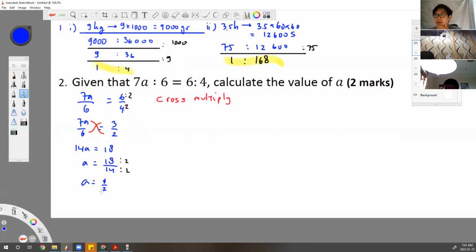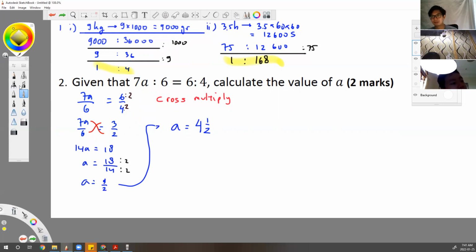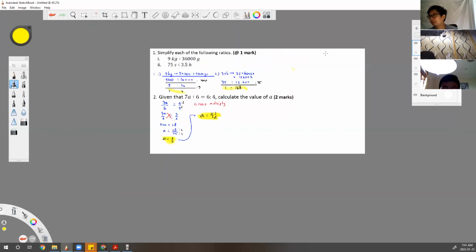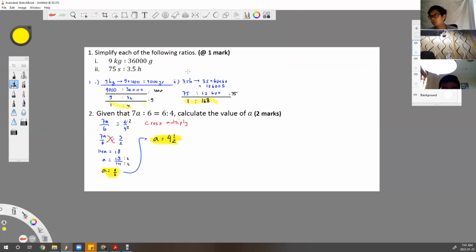Or if you want to make it into a mixed fraction, that's okay. That's better. But if you finish here, it's already 100% score. If you want to change into a mixed fraction, that's better, but no additional point. Yeah, that's for number 1 and number 2.